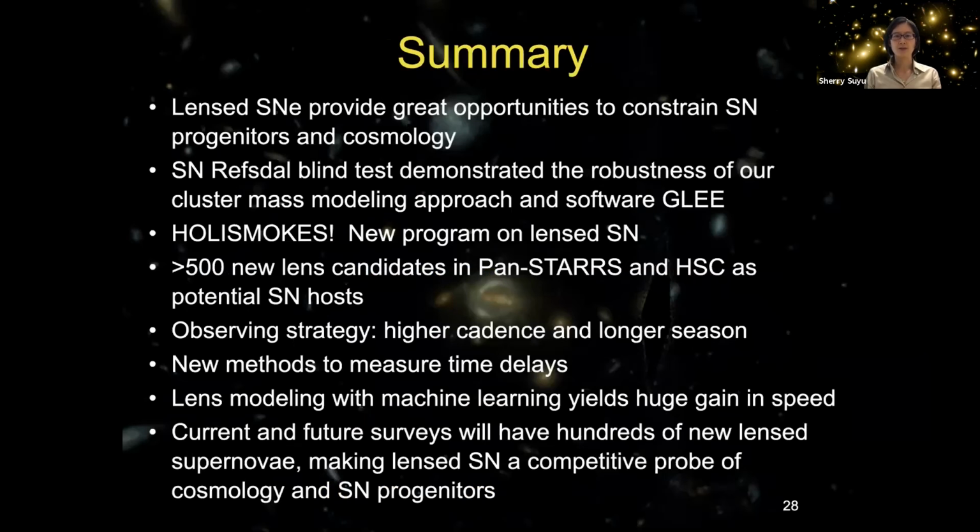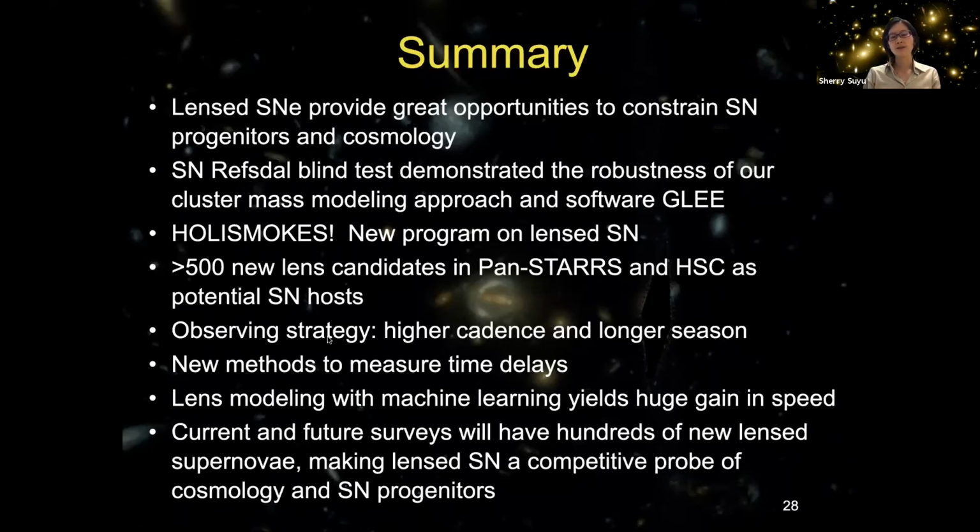With that, I will summarize and conclude here. So lens supernovae provide great opportunities to constrain supernova progenitors and cosmology. Supernova Refsdal style blind test demonstrated the robustness of our cluster mass modeling approach and the software GLEE. We've started a new program, HOLISMOKES, on lens supernovae. We found more than 500 new lens candidates in Pan-STARRS and HSC that serve as a potential host of supernova.